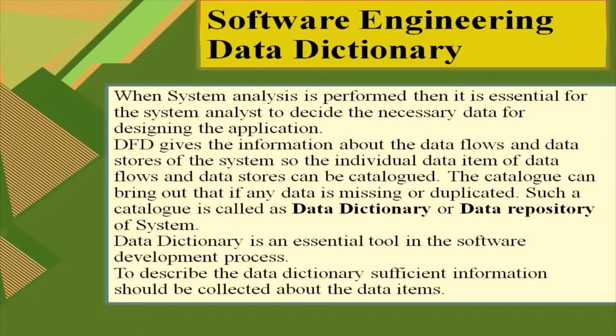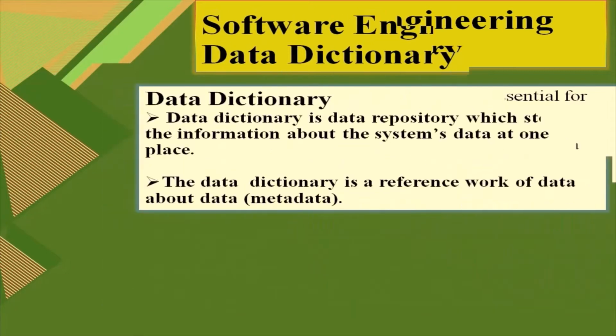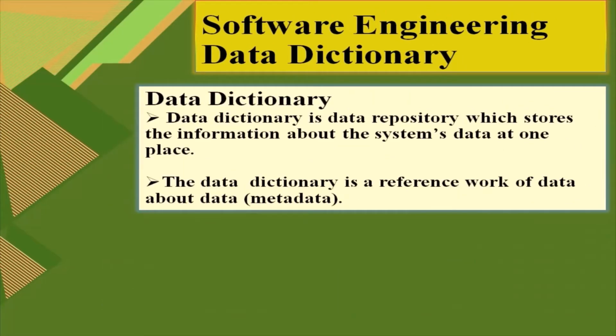Data dictionary is an essential tool in the software development process. To describe the data dictionary, sufficient information should be collected about the data items. Data dictionary is a data repository which stores the information about the system's data in one place. It is used as a reference work of data about data, that is, metadata.